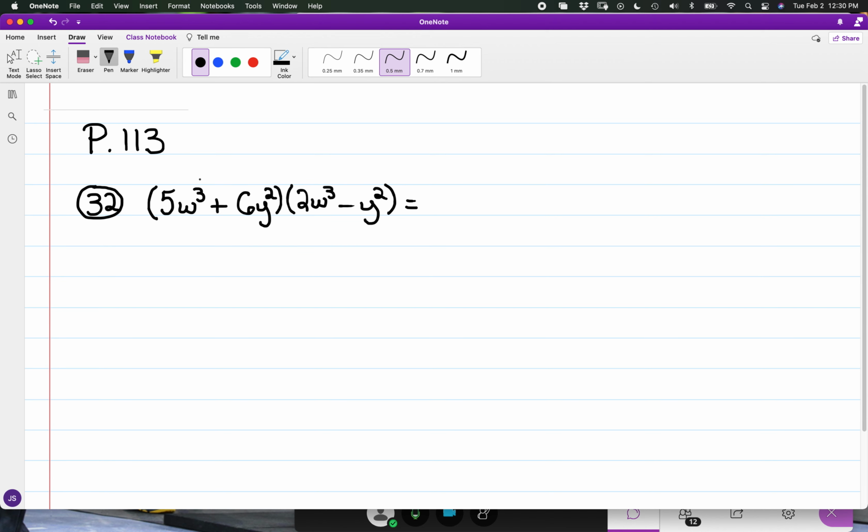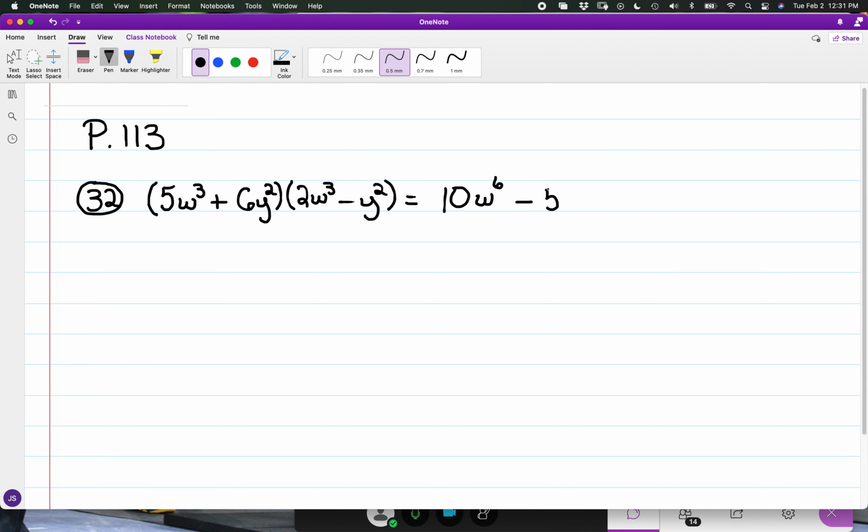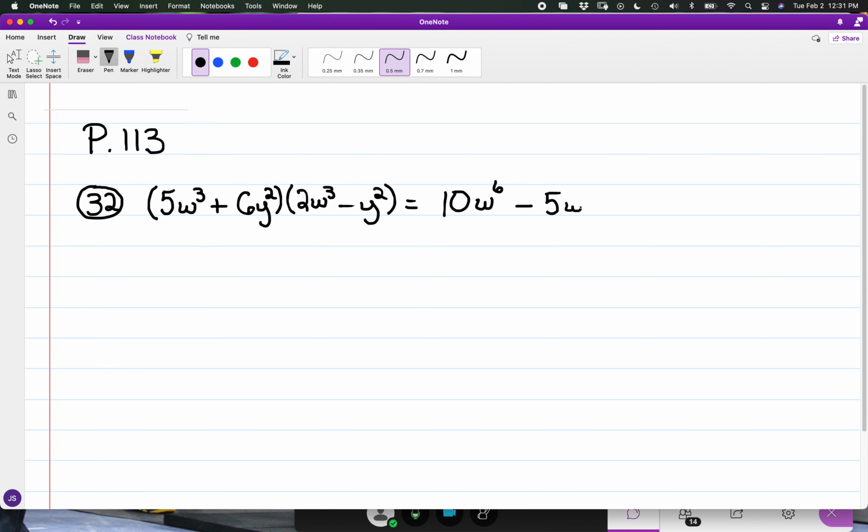So if I were to take what we have in this particular problem, you have the first product, 5W to the third times 2W to the third, so we have 5 times 2 is 10. And we have W cubed times itself, that is going to be W to the sixth. And for the outside product, you have 5W to the third times negative Y squared. A positive times a negative is a negative, and here we're going to have subtracting 5W to the third Y squared.